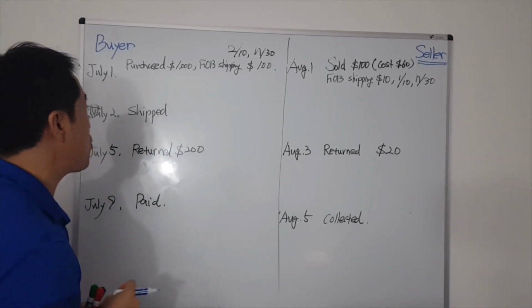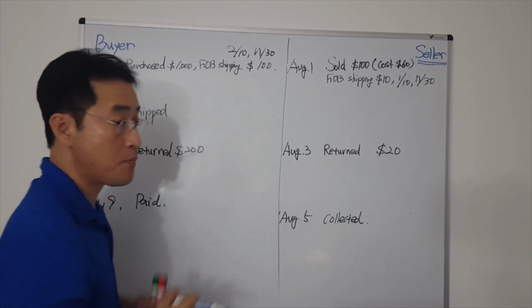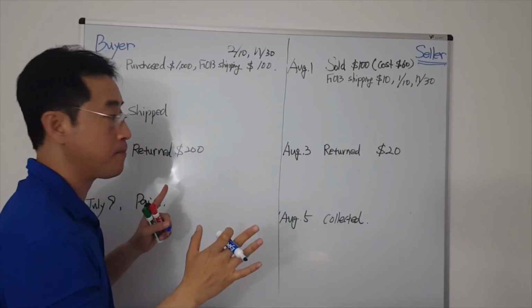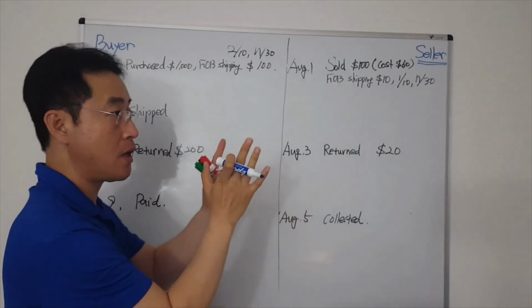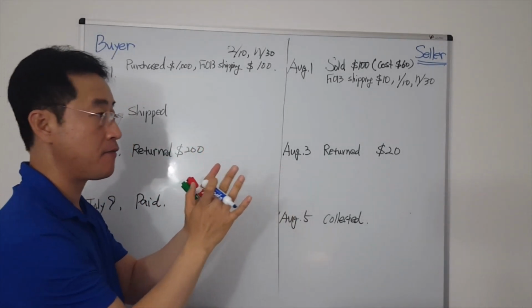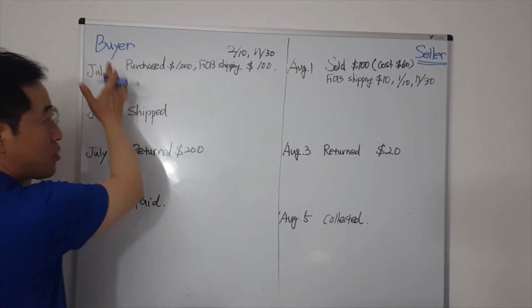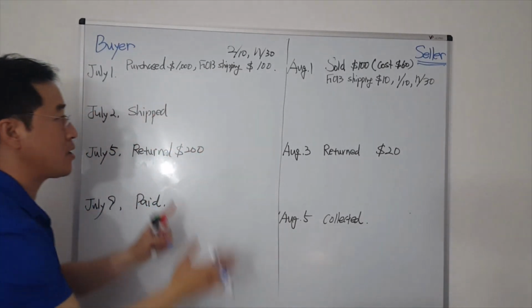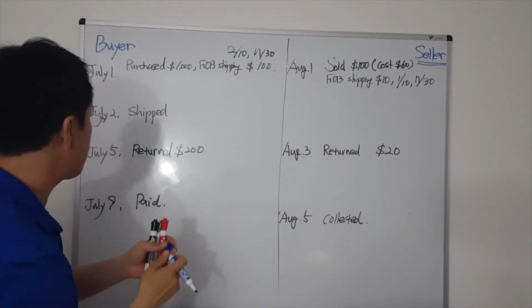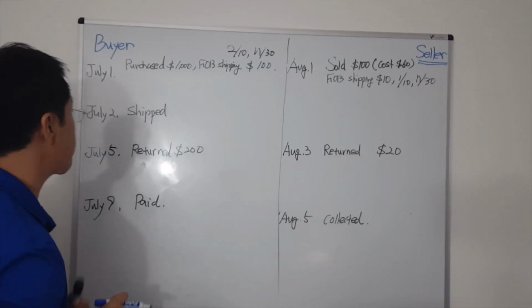Let's see how we record journal entries using the perpetual inventory system. Perpetual inventory system means we update cost of goods sold and inventory in real time. I separated the buyer's point of view section and the seller's point of view in order to make it simple to explain.